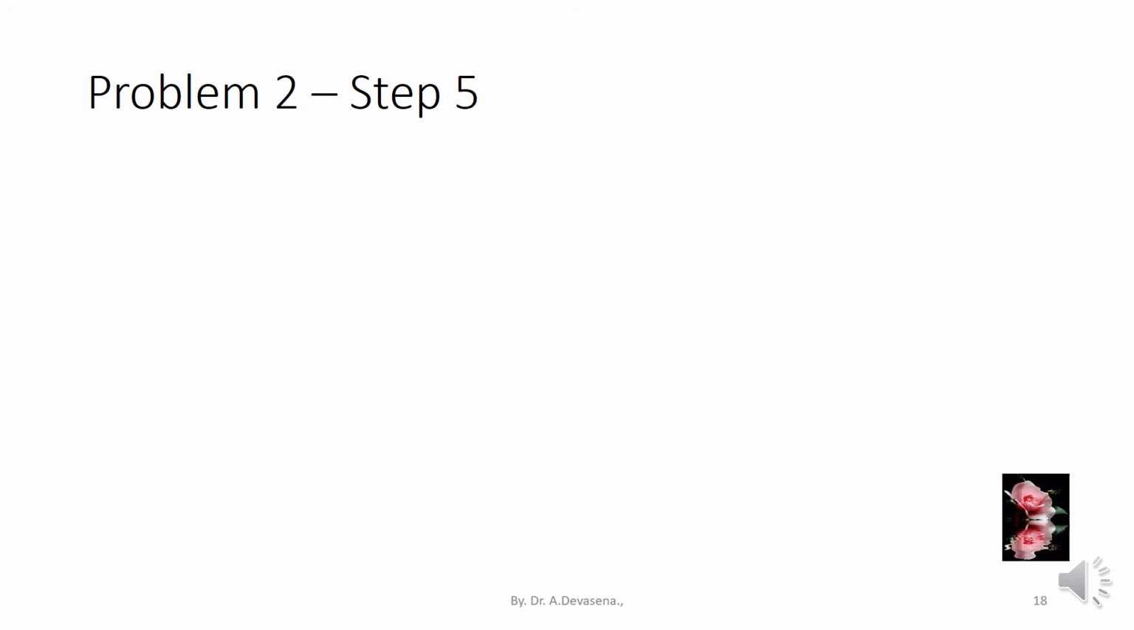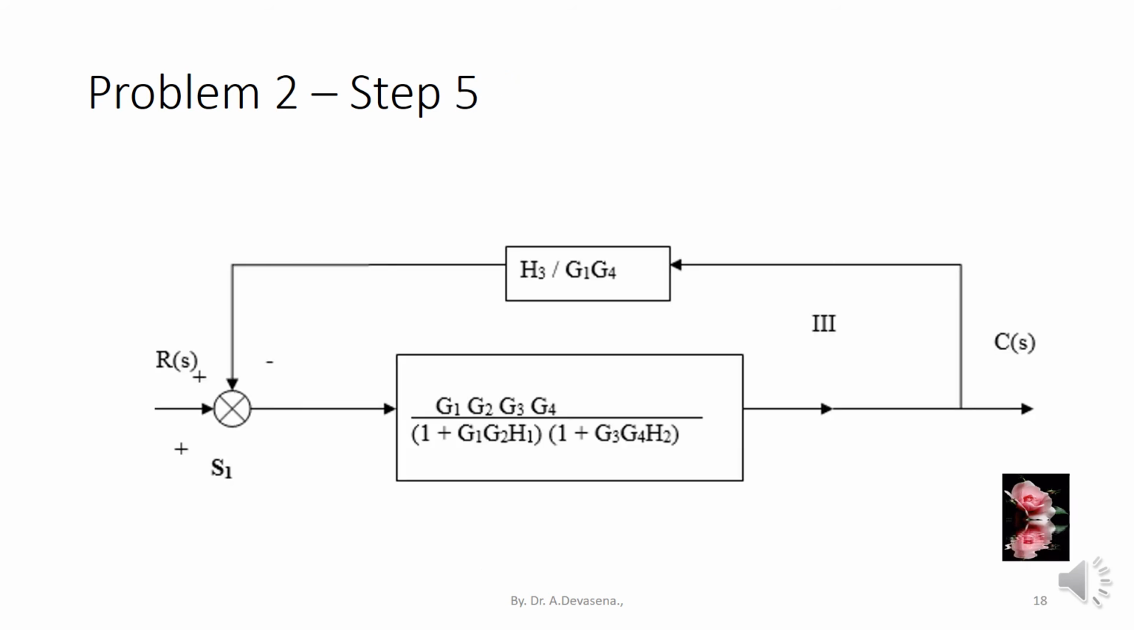Step 5. Now we have a feedback loop 3, and this feedback loop 3 is connected to the summing point S1. We have to eliminate this feedback loop 3. The feedback loop 3 is having a negative feedback. This negative feedback is applied to the summing point S1. Already to the summing point S1, the R of s signal is applied. This is indicated in the diagram.